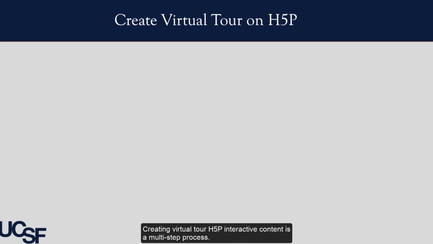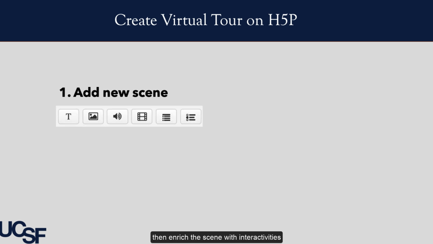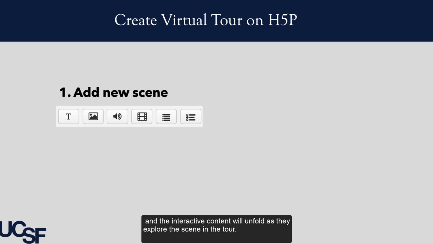Creating virtual tour H5P interactive content is a multi-step process. To put it simply, we'll need to create a scene first, then enrich the scene with interactivity like explanations, images, audios, videos, and interactive questions. This allows the learners to click and drag the mouse over the image, and the interactive content will unfold as they explore the scene in the tour.